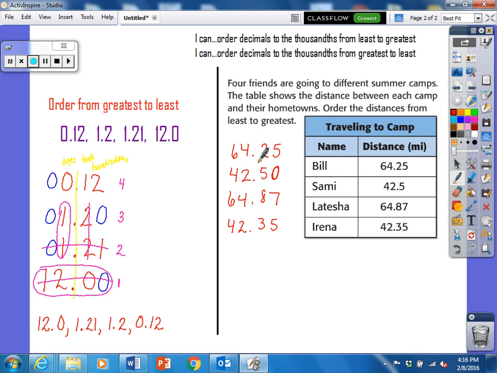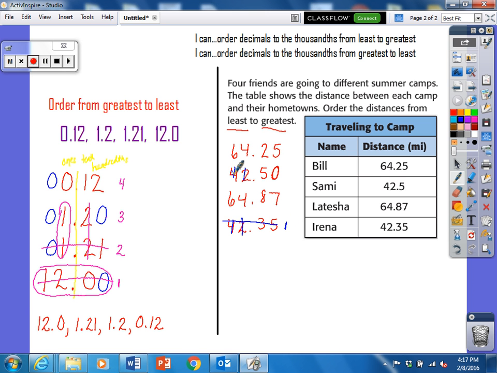And then I'm going to compare starting with my largest place value, which is the tenths. Remember, I'm going from least to greatest. So 6, 4, 6, 4. So the 4s are my smallest. So I've got a 4 here and a 4 here. Let's go to the next place. 2 and 2, those are the same. 5 and 3. Well, I know 3 is smaller than 5, so this would be my smallest number.